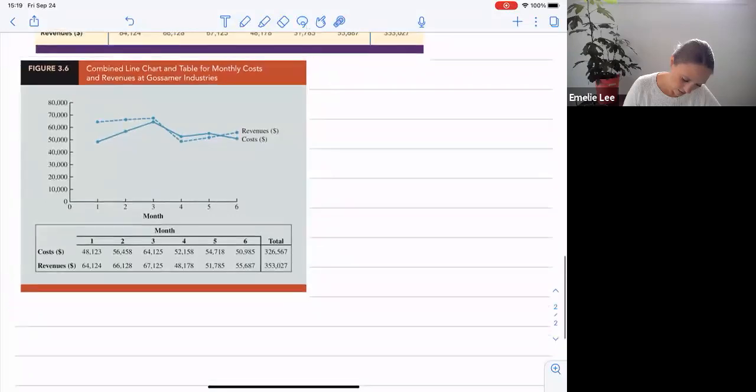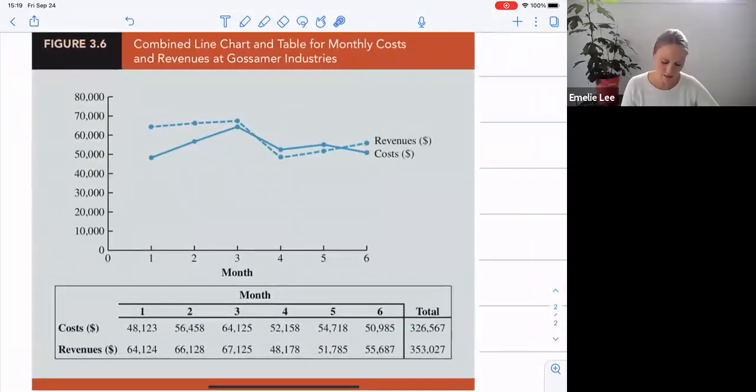Okay. So for example, if we're looking at the revenues versus the costs for each month, then we can have a dotted line for the revenue and a solid line for the costs, right? So here in month 1, our costs were a lot lower than the revenue. We can't gather from here how much lower, but it's easy to see when I look at this graph that in month one, the costs were lower than the revenues, right? And that's a good thing. That's probably where you want to be.